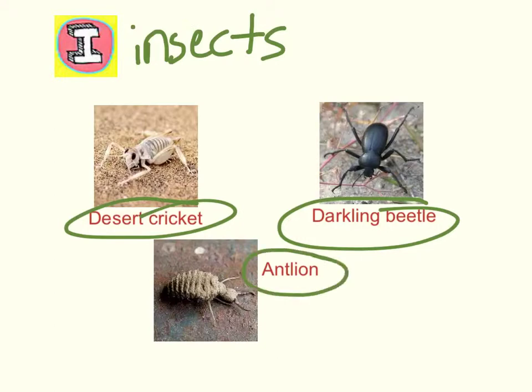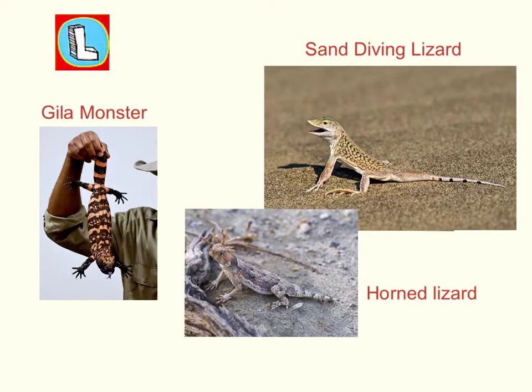And then there's the antlion. The antlion is known for digging a hole in the ground shaped like a funnel and then luring ants to fall into the hole where they can eat the ants.